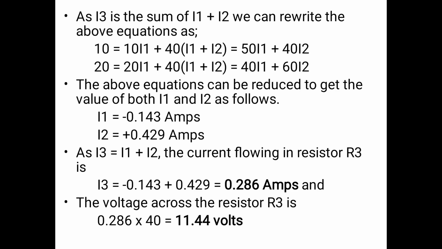As I3 is the sum of I1 plus I2, we can rewrite the equations as given here. 50 I1 plus 40 I2 is equal to 10 and 40 I1 plus 60 I2 is equal to 20. The above equations can be reduced to get the values of both I1 and I2 as I1 equal to minus 0.143 amperes and I2 is equal to plus 0.429 amperes. And as I3 is equal to I1 plus I2, we can get the value of I3, which is the current flowing across the resistance R3, as 0.286 amperes.